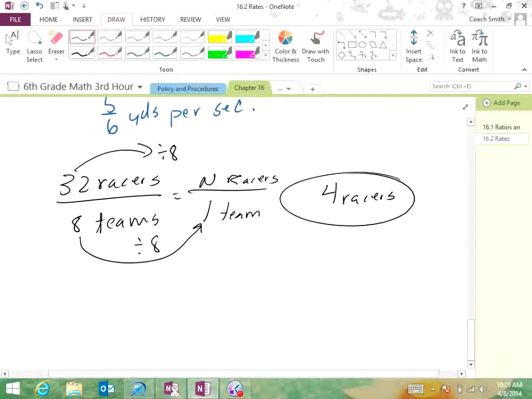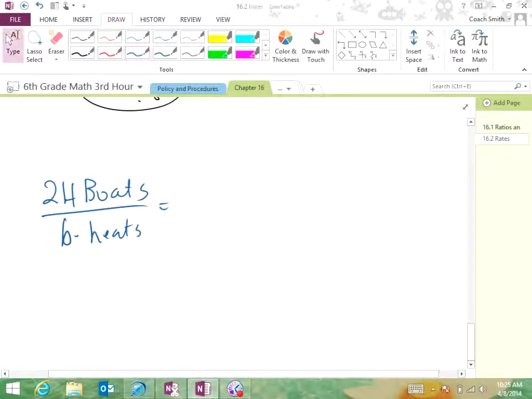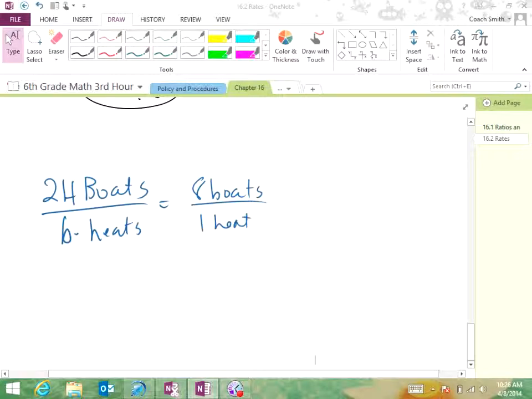Okay, let's look at another one. 24 boats over B heats equals 8 boats for 1 heat. All right. 8 boats for 1 heat, 24 boats for B heats.